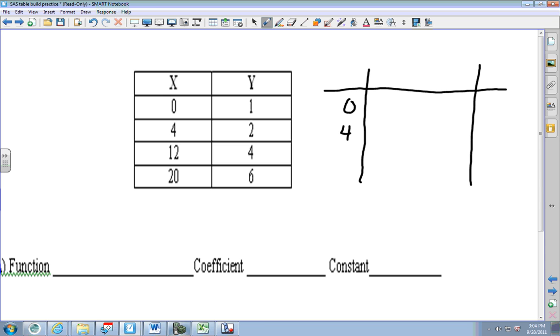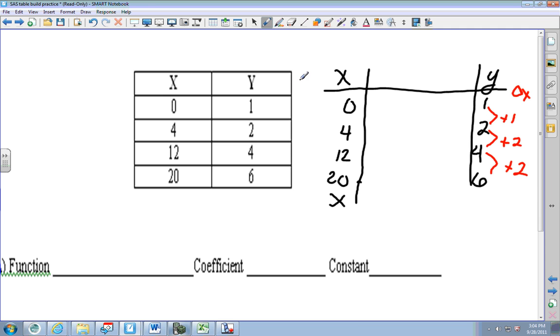All right, so now I'm going to put in there 0, 4, 12, and 20. And then I'm going to put an X in there. I've got 1, 2, 4, and 6. Remember, this is X, then Y. The Y is delta Y. The change in Y right here, plus 1, plus 2, plus 2. Let's go to delta X. Plus 4, plus 8, plus 8. So now, delta Y divided by delta X.